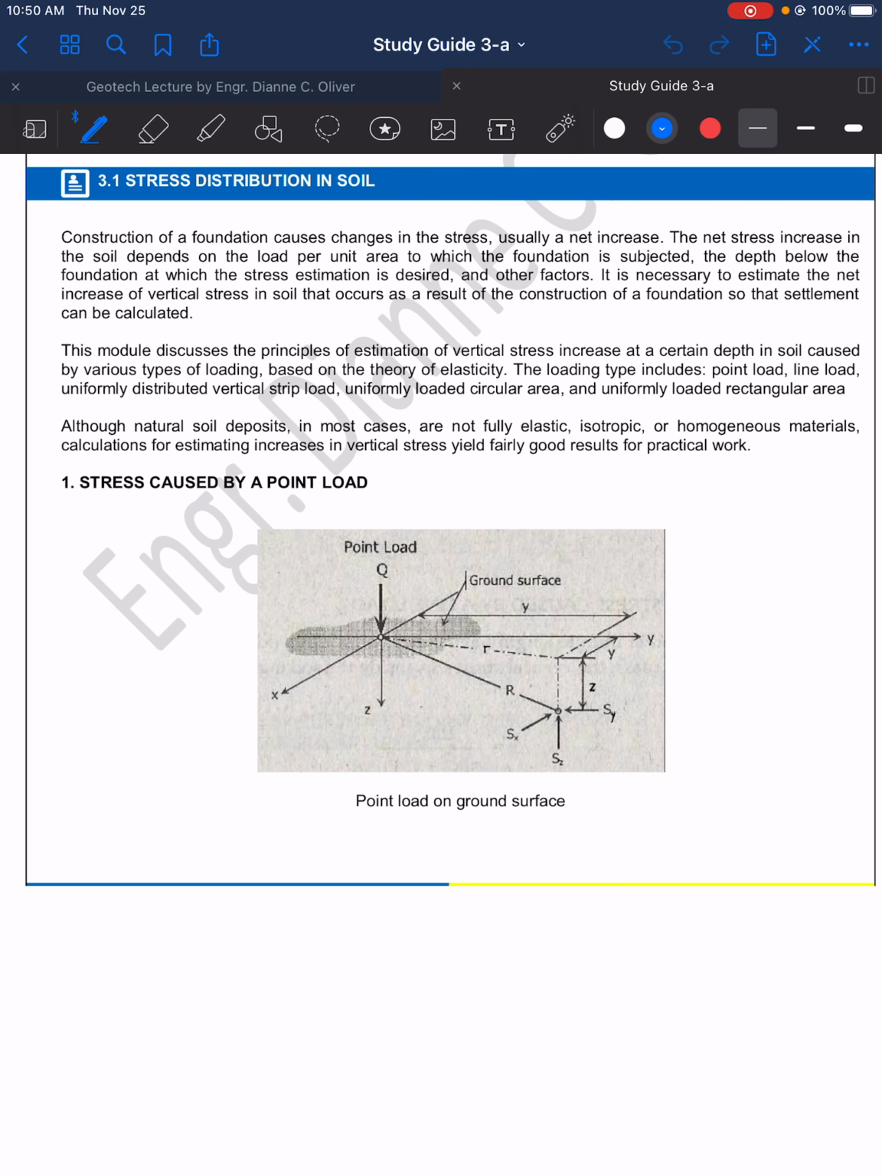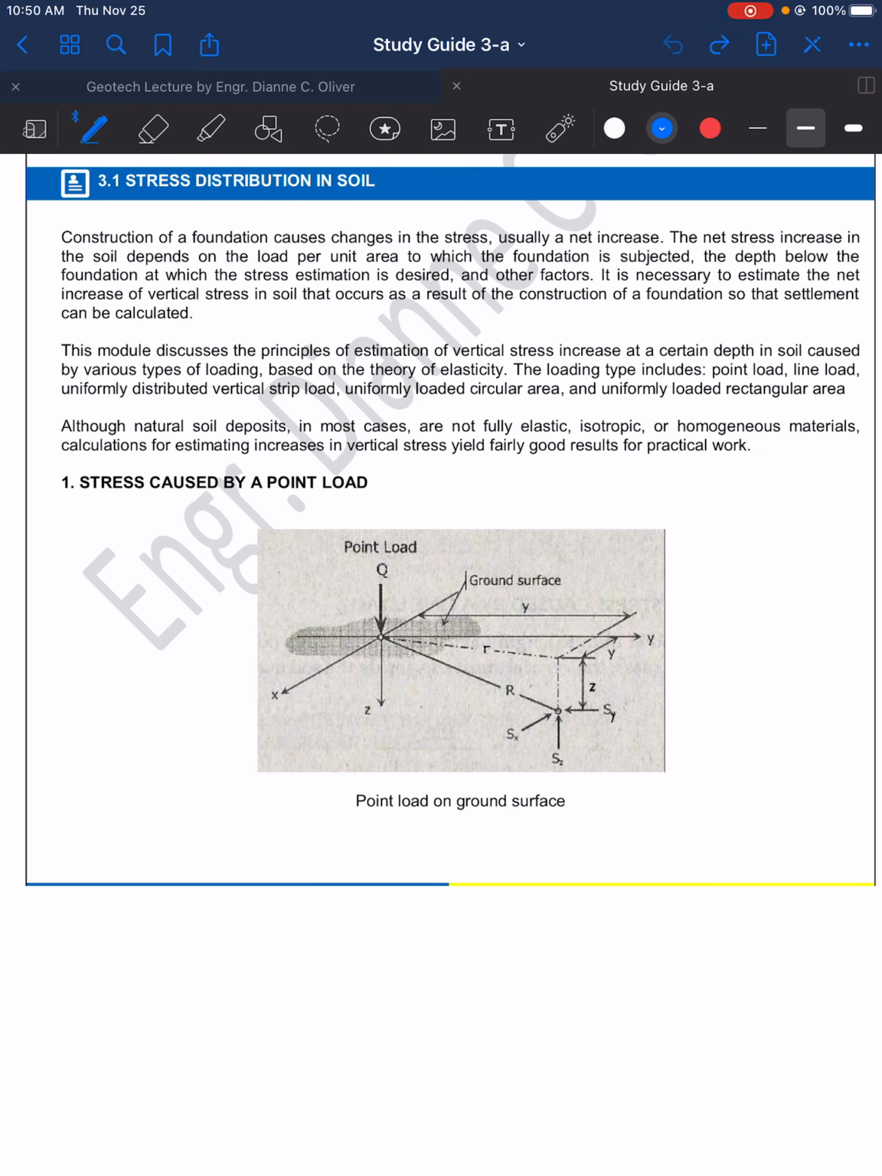It is necessary to estimate the net increase of vertical stress in soil that occurs as a result of the construction of a foundation so that settlement can be calculated. This module discusses the principles of estimation of the vertical stress increase at a certain depth in soil caused by various types of loading based on the theory of elasticity.